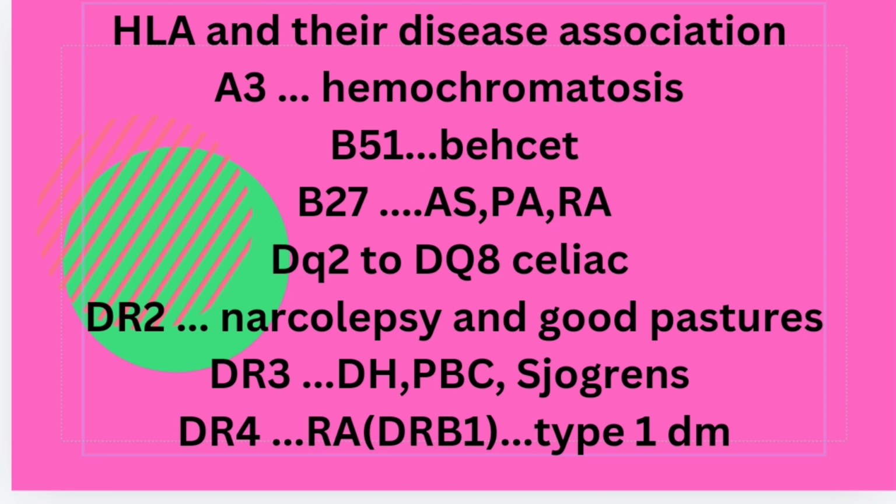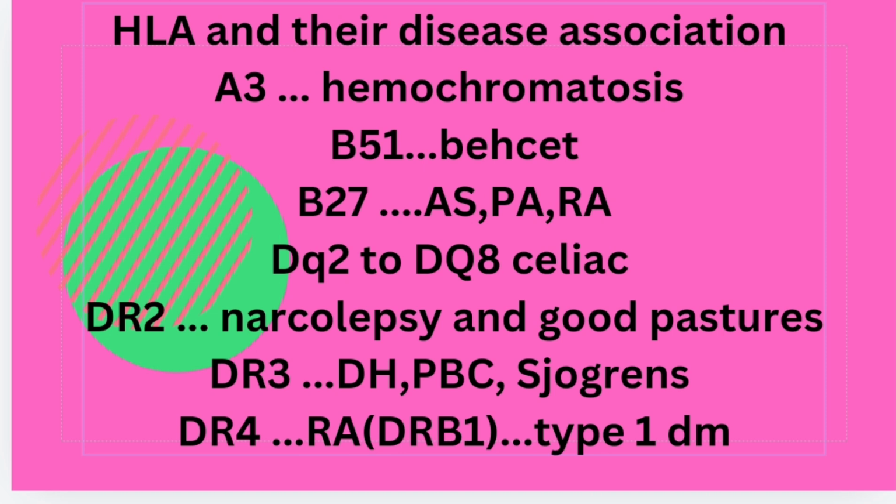Now, HLA-A3 is associated with hemochromatosis, and B51 is associated with Behçet disease. B27 is associated with ankylosing spondylitis, psoriatic arthritis, and reactive arthritis, while DQ2 and DQ8 are associated with celiac disease. DR2 is associated with narcolepsy and Goodpasture syndrome.